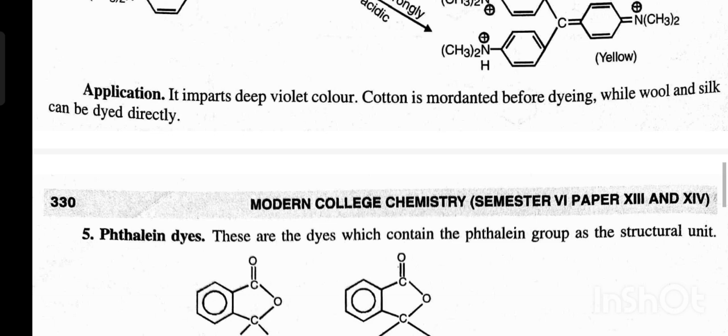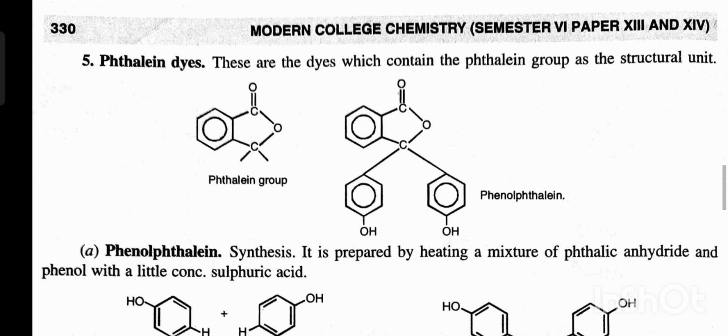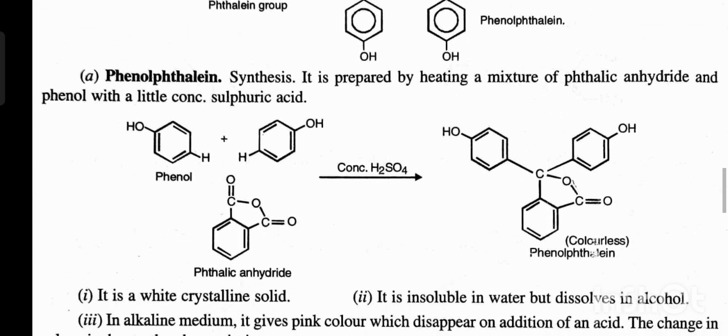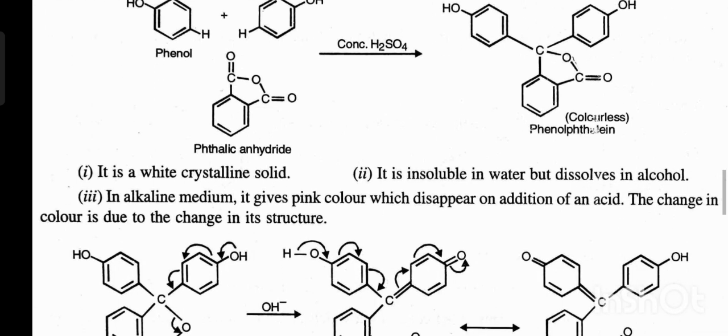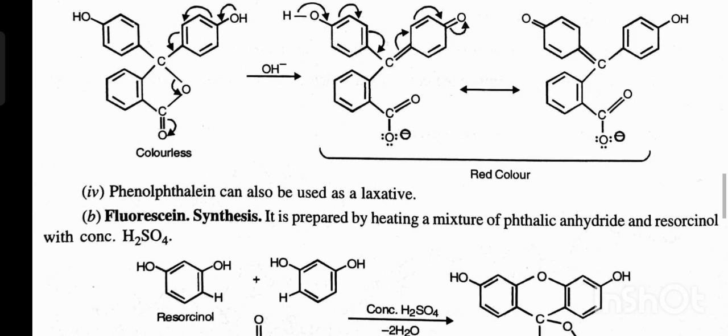Fifth, phthalein dyes. These are dyes which contain the phthalein group as a structural unit. A. Phenolphthalein. Synthesis. It is prepared by heating a mixture of phthalic anhydride and phenol with a little concentrated H2SO4. Properties. First, it is a white crystalline solid. Second, it is insoluble in water but dissolves in alcohol. Third, in alkaline medium it gives a pink color which disappears on addition of acid. The change in color is due to the change in its structure. Fourth, phenolphthalein can also be used as a laxative.